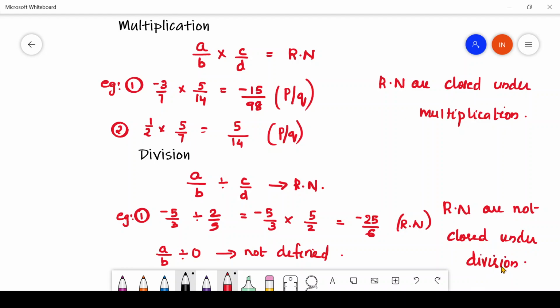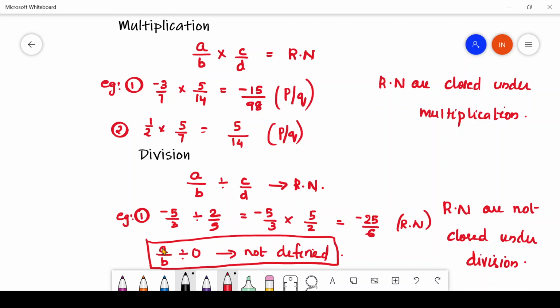Why is it not closed under division? Because this is the reason. When we divide a rational number by 0, we can say that it is not defined. You have already learned this with the natural numbers and all, right? I hope it is very much clear.